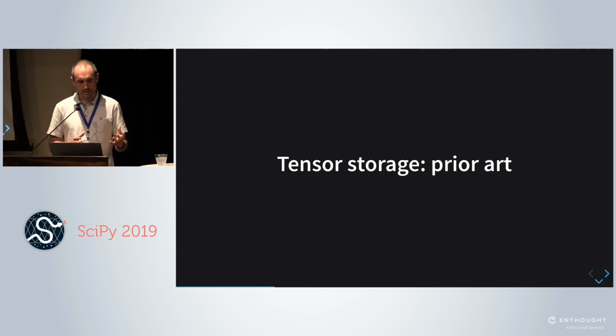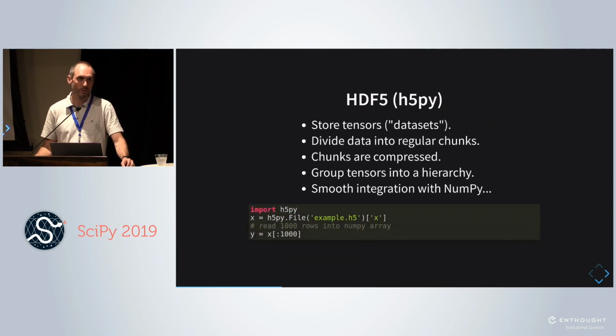So we have at least one nice parallel computing package in Dask. What options do we have in terms of storing the data? I'll mention the two packages that I was looking at and working with at the beginning of this work. The first is obviously HDF5 and h5py. I'm sure most people are familiar with this library, but it allows you to store multi-dimensional arrays. You can divide those arrays into regular shaped chunks. Those chunks can be compressed. You can also group your arrays into a hierarchy, which is very convenient if you've got lots and lots of arrays.